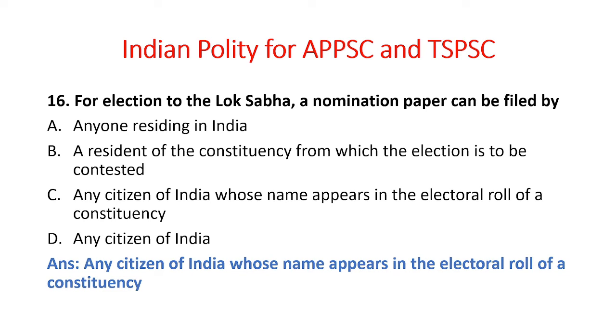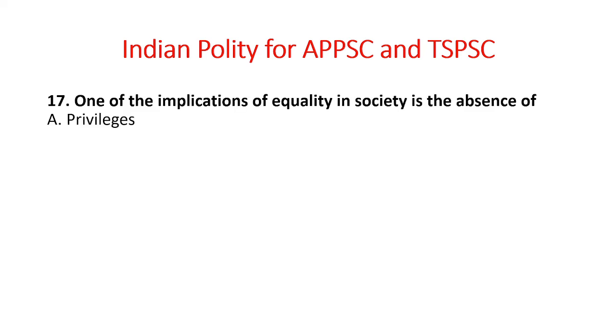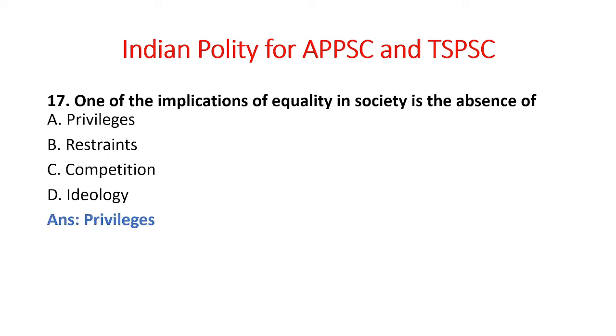Okay. Next. One of the implications of equality in society is the absence of: option A, privileges; option B, restraints; option C, competition; option D, ideology. So, one of the implications of equality in society is the absence of, and the answer is privileges.